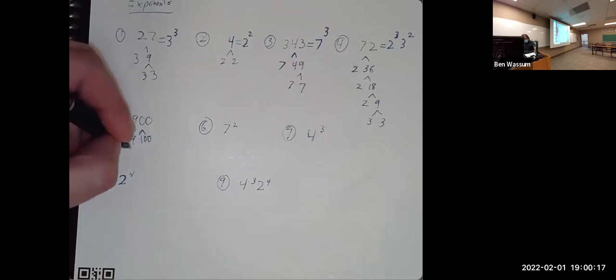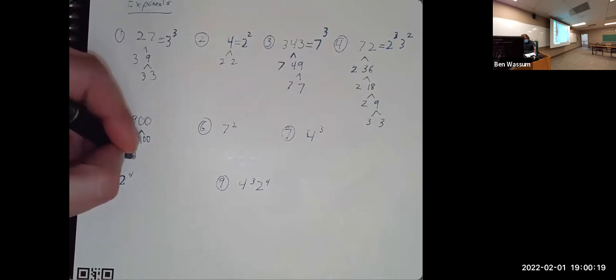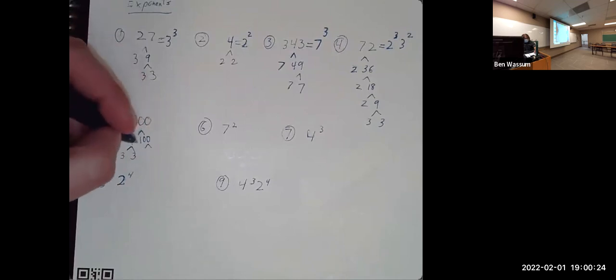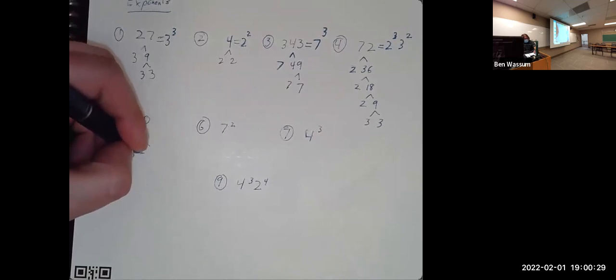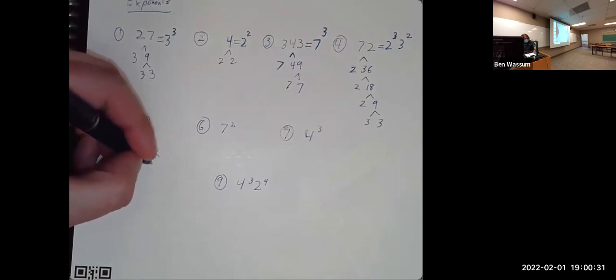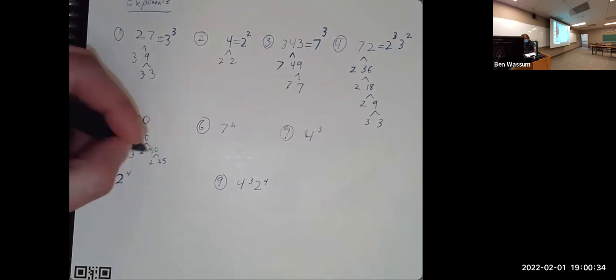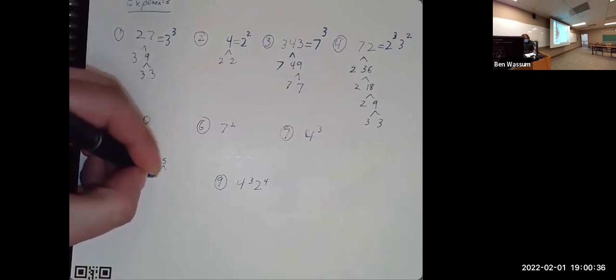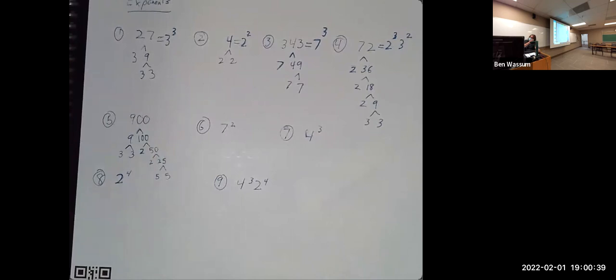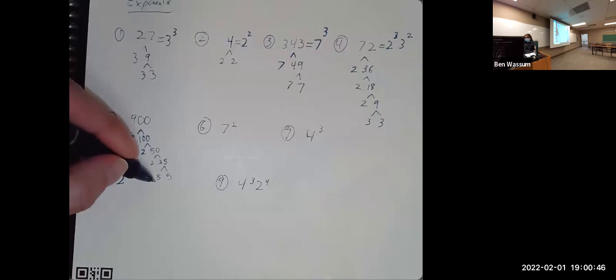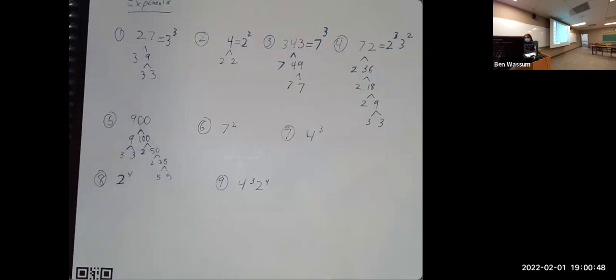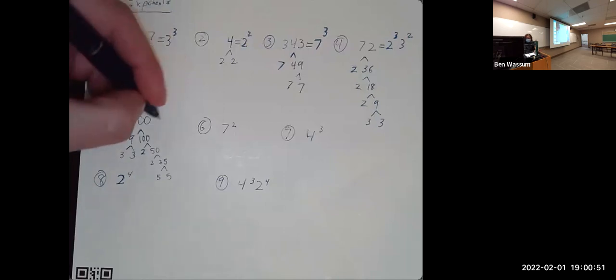I can do that. This 9 is 3 times 3. This 100 is, well, let's just start throwing 2s at this one because I don't want to do 10 and 10 and break them both down. Let's do 2 and 50, 2 and 25, and 25 is 5 times 5. So I have a 3, 3, 2, 2, 5, and 5. I got 2 of everything, right?